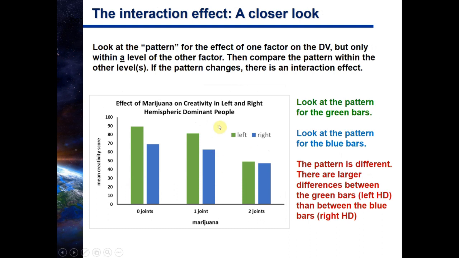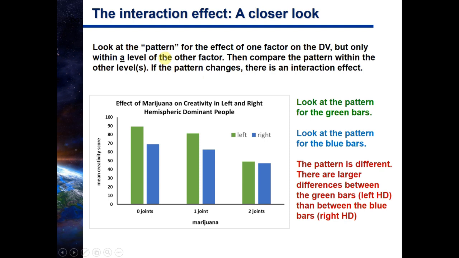This is just another way of expressing or defining an interaction effect. It's saying basically the same thing as the previous definition, just giving more explanation. So before we look and see what effect marijuana is having for left versus right hemispheric dominant people, let's revisit the definition of an interaction effect, or how you would detect it.